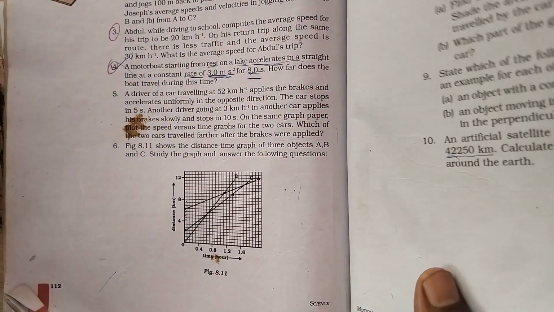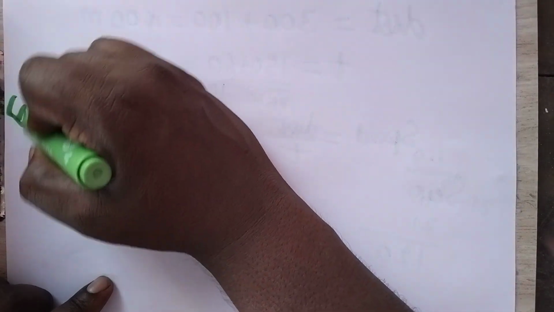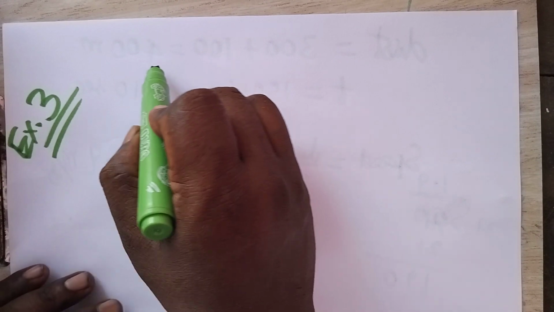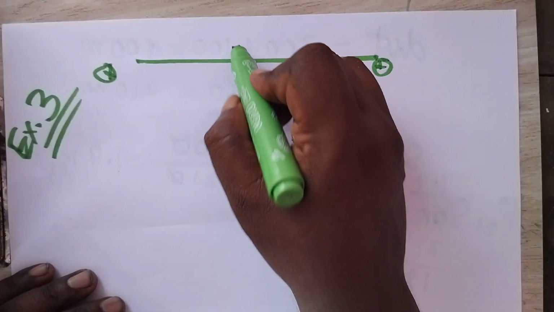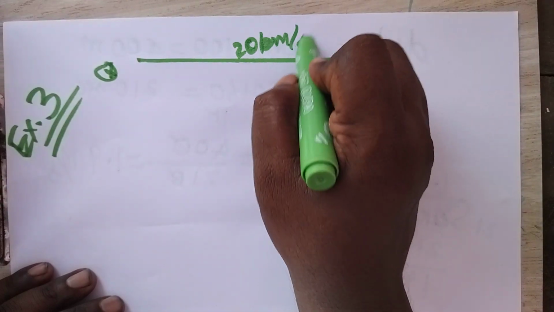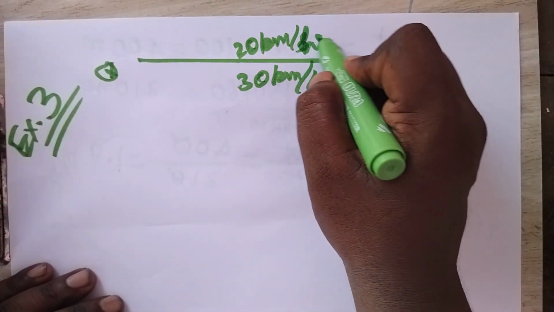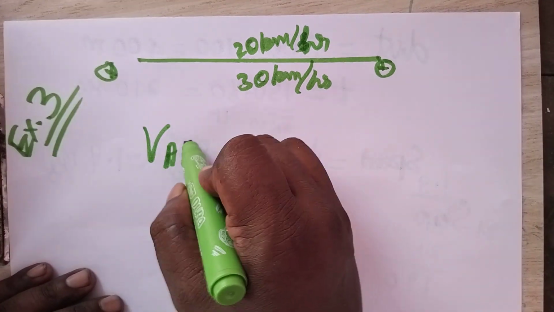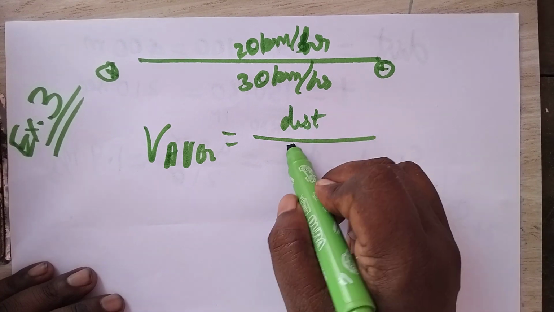Now we'll do this problem, the third problem. Exercise problem number 3. See here, going to the school from the house is 20 kilometers per hour. Coming back is 30 kilometers per hour. What is the average speed? The average speed is equal to the total distance by the total time period.